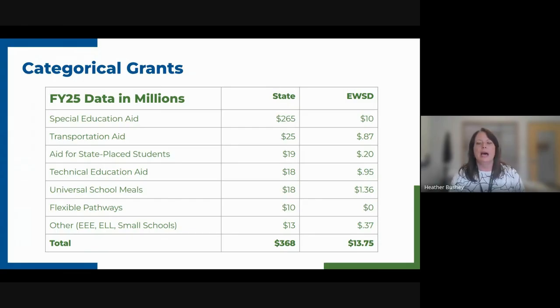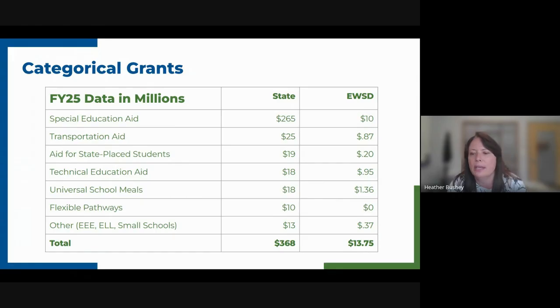The total special education aid that we get from the state includes a block grant, as well as revenue that we get for state placed students and extraordinary reimbursement. That totaled $265 million at the state level. We at Essex Westford get $10 million.